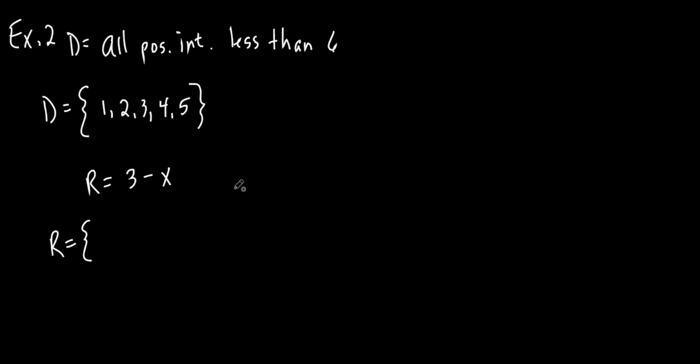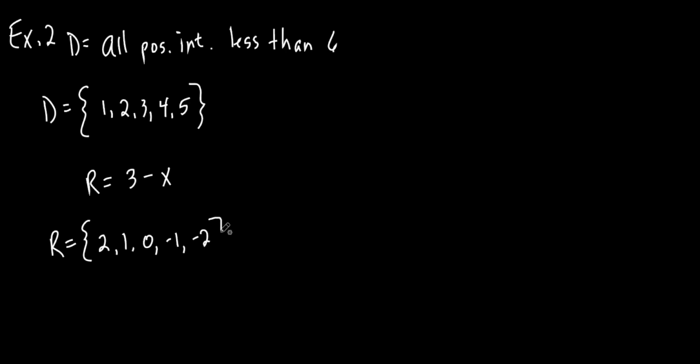Right? I mean, I could write these out. We can do this in our head, can't we? 3 minus 1 is 2. 3 minus 2 is 1, right? 3 minus 3 is 0. 3 minus 4 is negative 1. And then 3 minus 5 is negative 2.